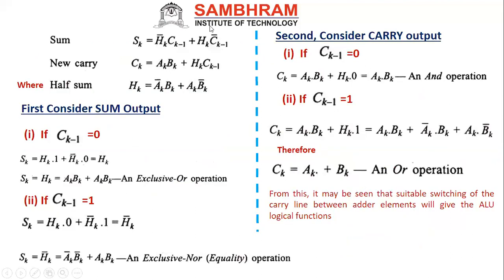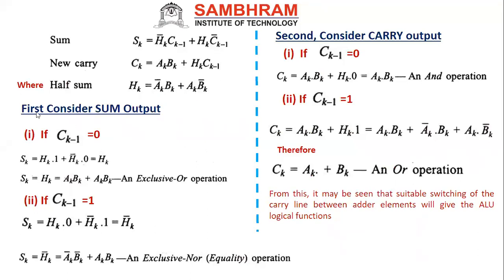Yes. So now before implementation of your ALU, let us see this. As we know already, the sum expression is Sk = hk bar ck-1 + hk ck-1 bar. This we already know, I hope, from the previous lecture. The new carry, the carry output, is Ck = ak bk + hk ck-1. The half sum, that is the first half adder output, is hk, where hk = a bar b + a b bar.